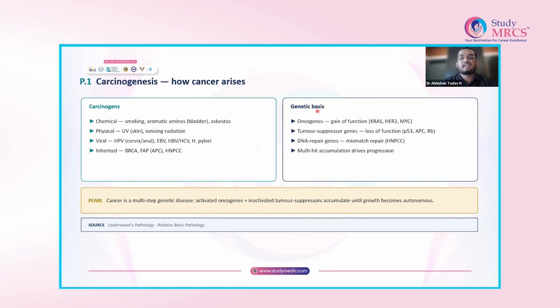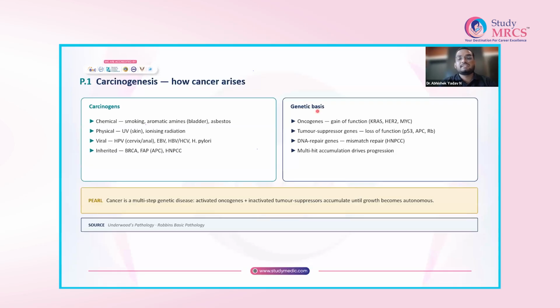Then we have tumor suppressor genes, where we have the P53 and APC genes. These are very important in the development of cancers, where they lose their functions. They undergo some mutation and lose a particular function. That itself leads to development of the tumor. Then we have DNA repair genes.